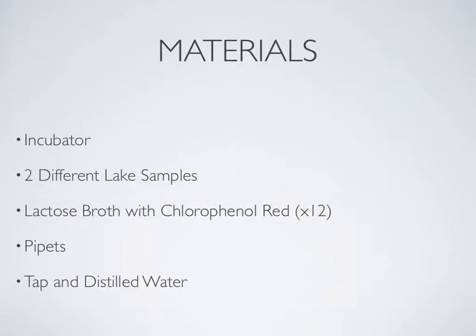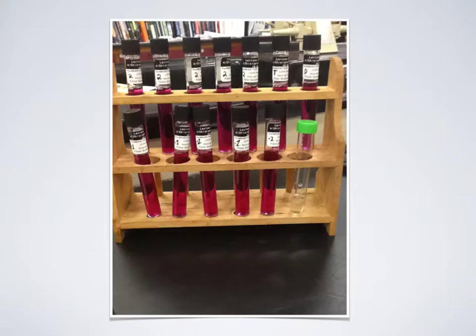The materials you'll need to test for coliform bacteria in the lake water consist of an incubator, 2 different lake samples, lactose broth with chlorophenol red, you need 12 of them. You'll need different pipettes and tap and distilled water to use as the control. All of these vials contain lactose broth with chlorophenol red to use as an indicator.